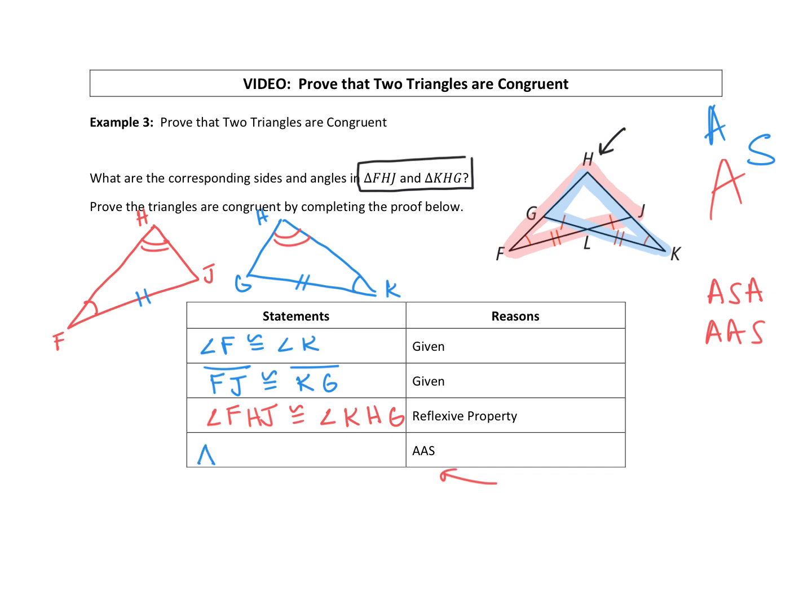So we'll say triangle FHJ is congruent to triangle, and then I want to follow the same order. If we went FHJ, we have to start with KHG. And we have just proven the triangles are congruent.